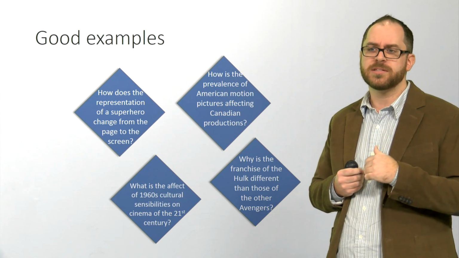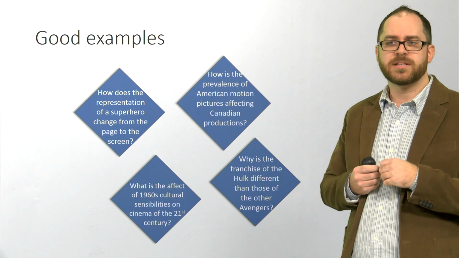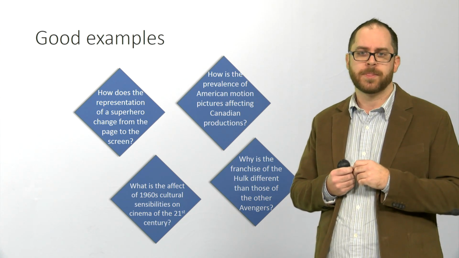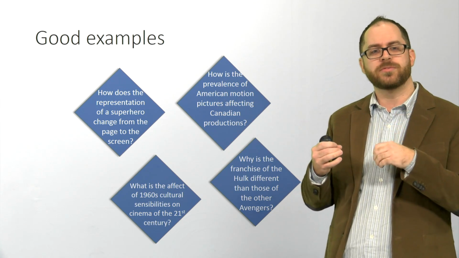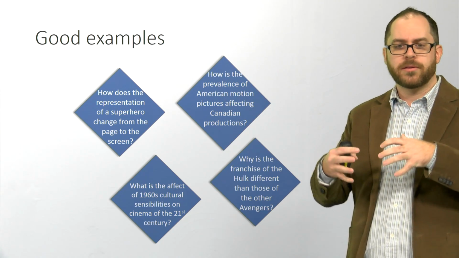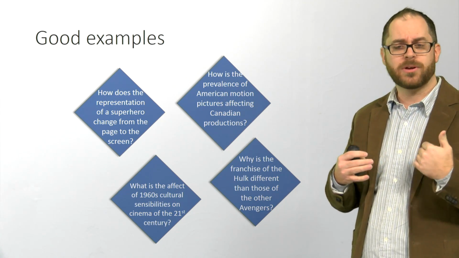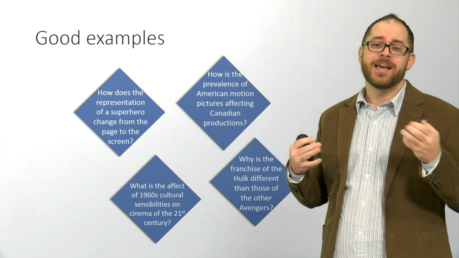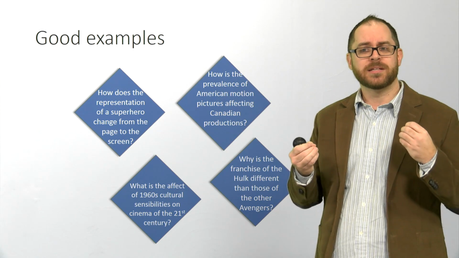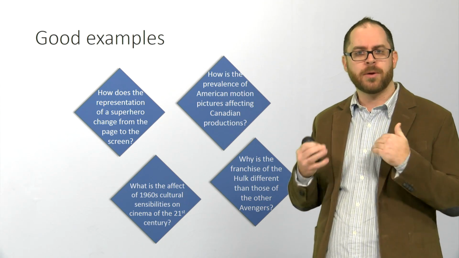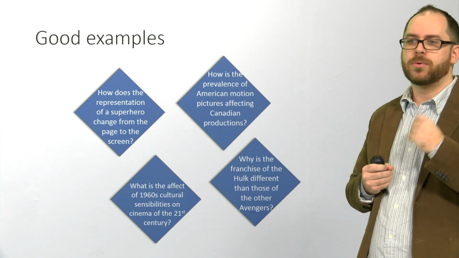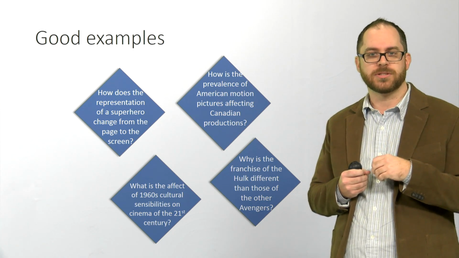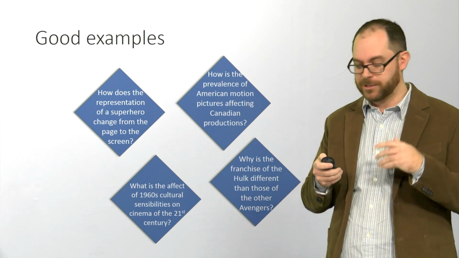What is the effect of 1960s cultural sensibilities on the cinema of the 21st century? How have things changed? Why are we making movies today based on things that happened back in the 50s or 60s when comics were pretty racist? So why are we still making that into our society today, or how are we changing them? Or something like, why is the franchise of the Hulk different than those of the other Avengers, right? Why does he get the shaft, right?